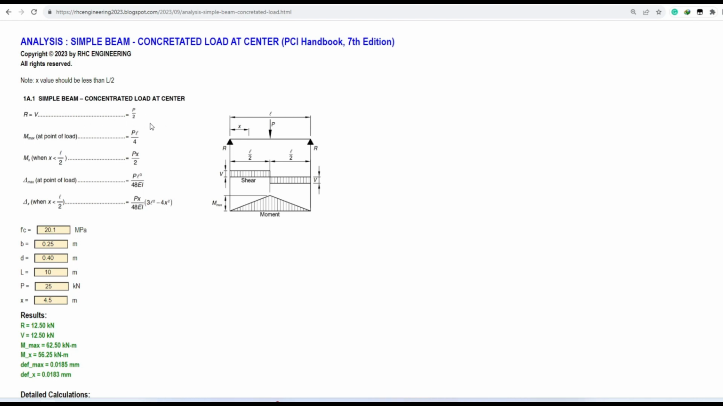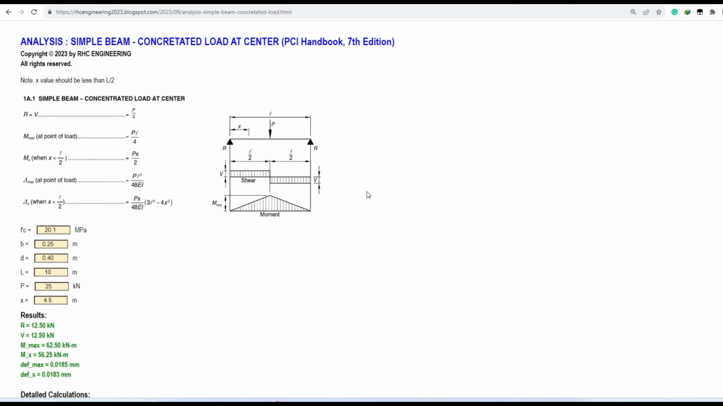The reaction R is P over 2. Maximum moment is PL over 4, as you can see, if the P is at the center, the midspan of the beam. So the point load is at the midspan of the beam. Then Mx is the moment at the corresponding distance of x from the left support, as you can see in the figure.